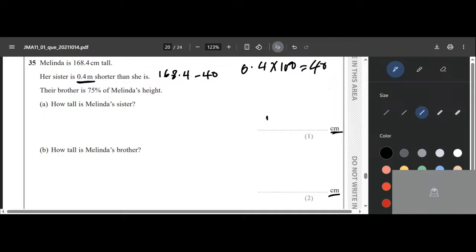So the sister is 128.4 centimeter. How tall is Merida's brother? Merida's brother is 75%. So 75 over 100 times. I can write this in that order, so that it can be easier for us to multiply.